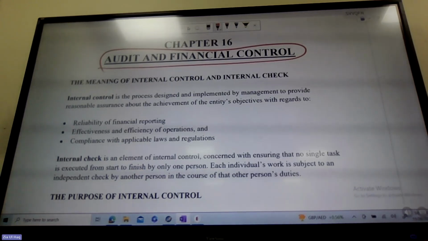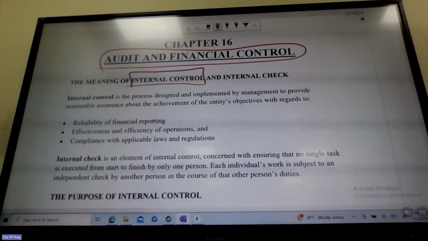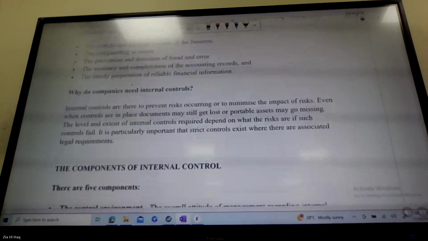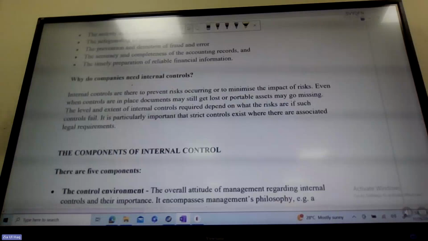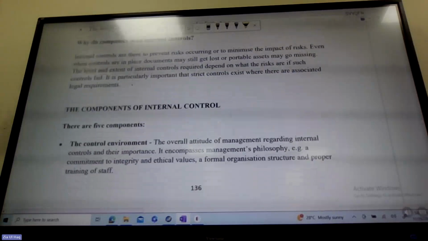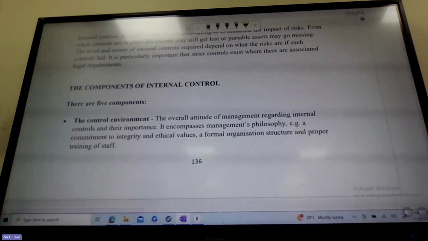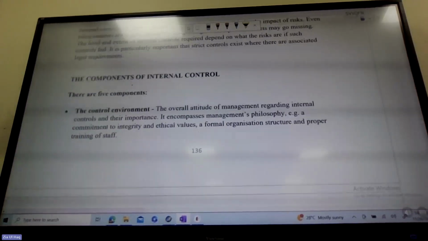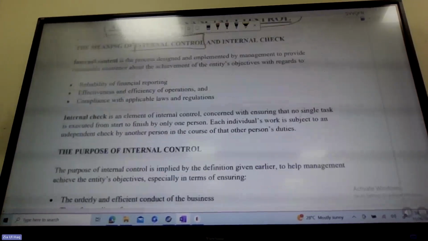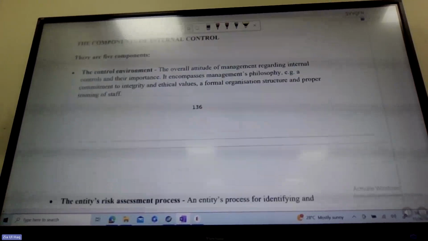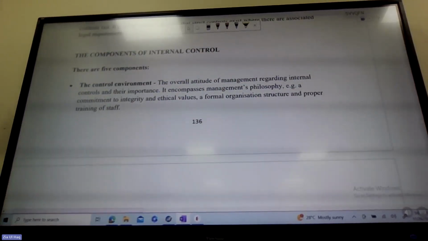The meaning of internal control. What is internal control system? Policies and procedures implemented in the business are called internal control system. There are 5 components of internal control system. These things we're going to study later on. So what are the 5 components of internal control system?